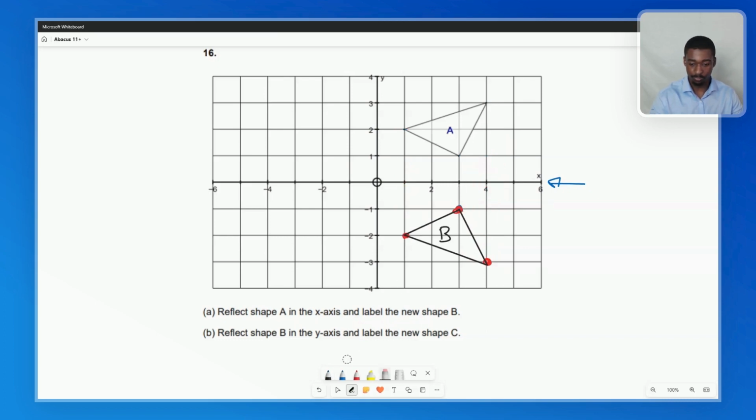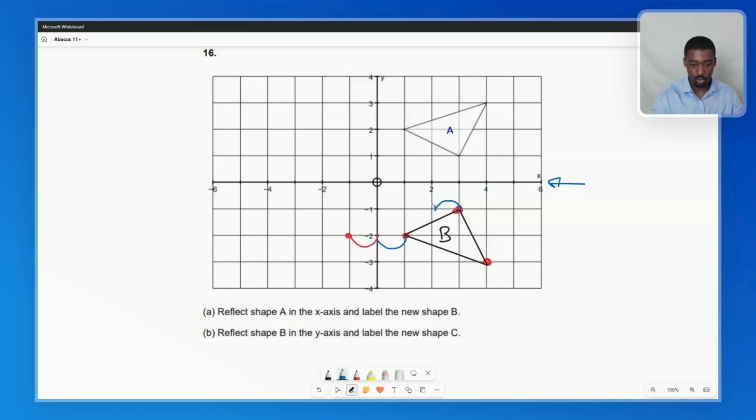Then for part B, we're going to reflect shape B in the y-axis and label this new shape C. So same thing, we have our y-axis here, right? X and Y. This is the Y. So step by step, same thing. 1 away from the line of reflection. So again, we're going to go 1 away, new point.